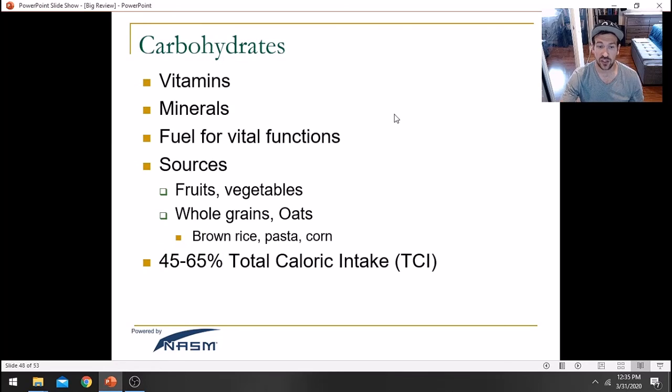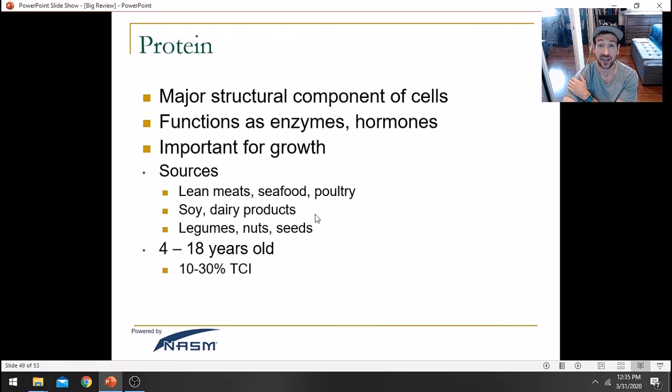Then we've got the nutrition. We've got carbohydrates, which are going to be a really good source of vitamins and minerals. Those are part of your macronutrients, right? Our 6 essential nutrients: carbs, proteins, and fats, those are your macronutrients; vitamins and minerals, those are your micronutrients; and water. So carbs are a really good source of fuel for all your activities, and they should be about 45 to 65% of your total intake of calories per day.